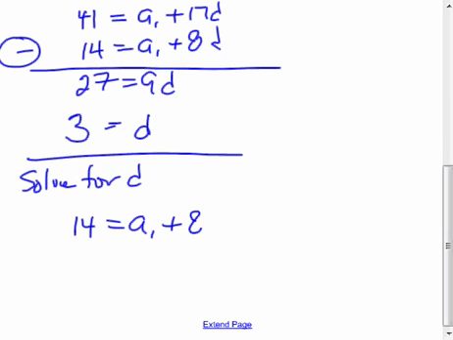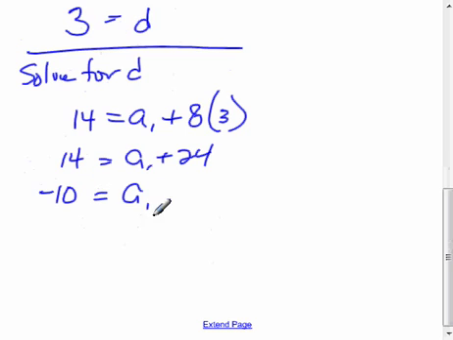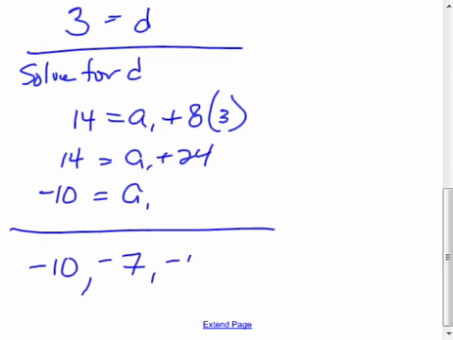So 14 is equal to the first term plus 8 times whatever the difference is. The difference is 3. 8 3s are 24. And doing my simplifying to solve for the first term, I bring this over and subtract. I get negative 10. So my first term is negative 10. My difference is 3. So now if they want to write the first 5 terms, I start with minus 10. My next one will be minus 7, minus 4, minus 1, positive 2, 5, etc.